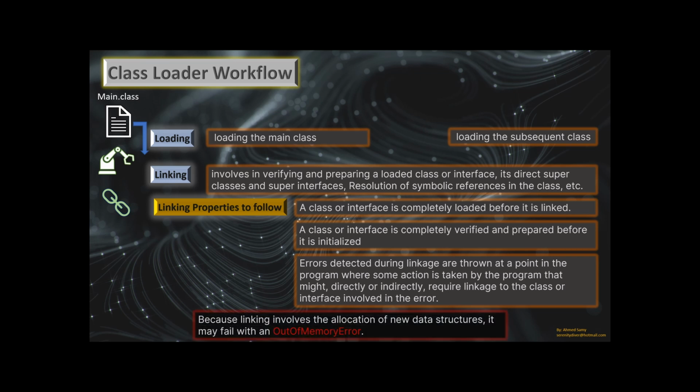Linking involves the allocation of new data structures, so it may fail with an out-of-memory error. Sometimes that could happen if you have, for example, a for loop which produces or creates any number of objects and you store these objects in your memory. You should be aware when you work especially with loops. If you create a class, you should somehow destroy it later, assign it to null or dereference it. But anyway, the Java garbage collector will do that for you as well. But be careful when working with loops, especially if it involves some kind of object creation.